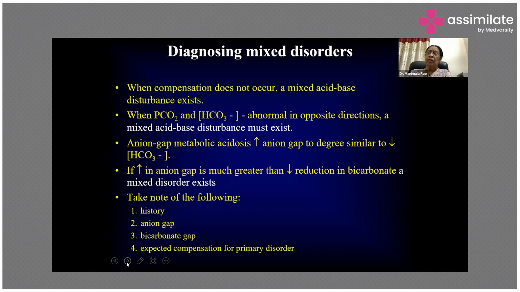And the gap, expected compensation. These are the main things which you have to look at. ABG in class, you will not get it, but today if you go back and read a little bit more, then you will understand it better. Okay, next.